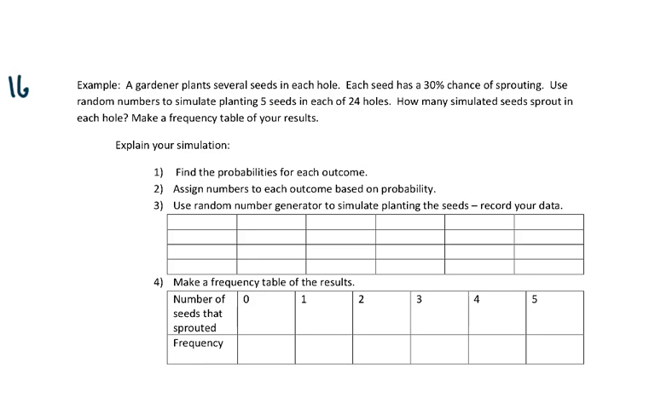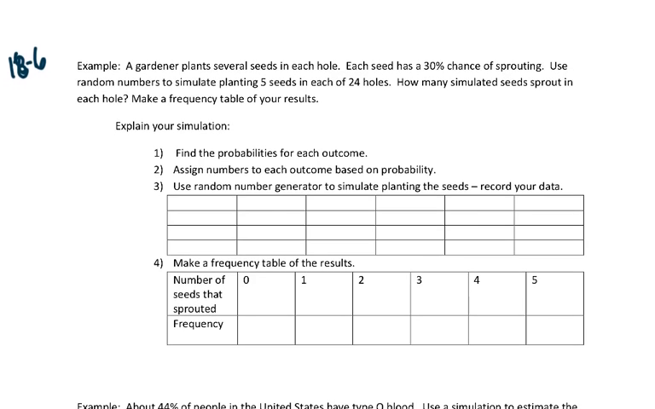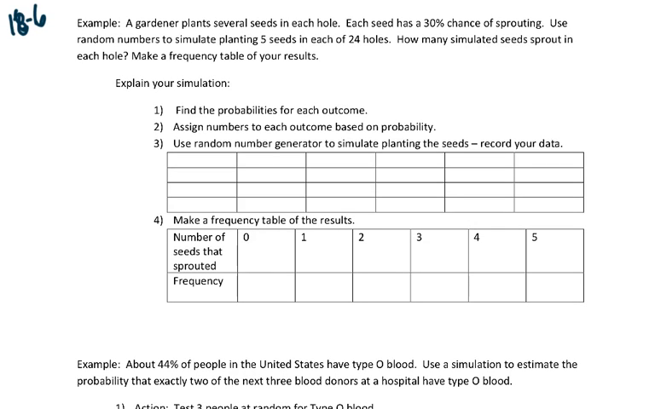I really enjoy 18.6. It is using your calculator to randomly generate numbers to simulate some more ideas, but these are a little bit more complex than 18.5. So an example in 18.6 is a gardener plants several seeds into each hole. And you can see an example like this on digits if this is not enough to help you understand it. Each seed has 30% chance of sprouting. Use random numbers to simulate planting 5 seeds in each of 24 holes.